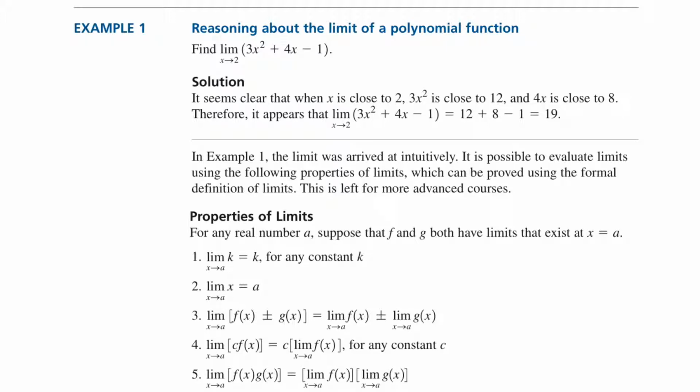Example 1. Find the limit of 3x² plus 4x minus 1 as x approaches 2. As x approaches 2, clearly 3x² is getting close to 12 and 4x is getting close to 8. Therefore, the given limit is the same as 12 plus 8 minus 1 equals 19.